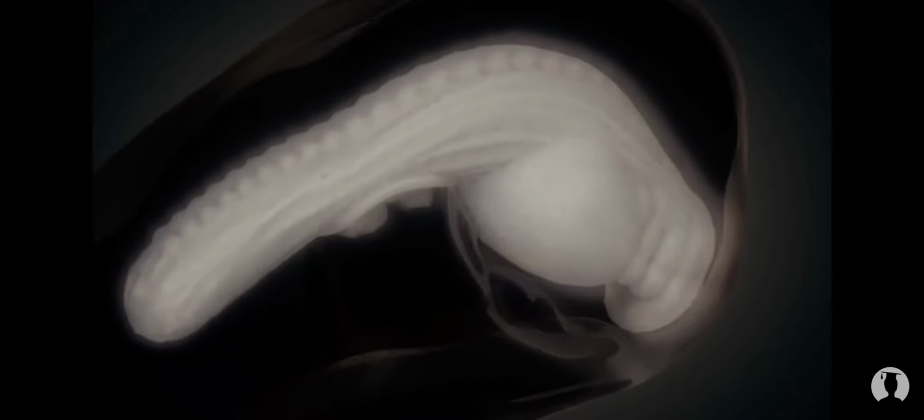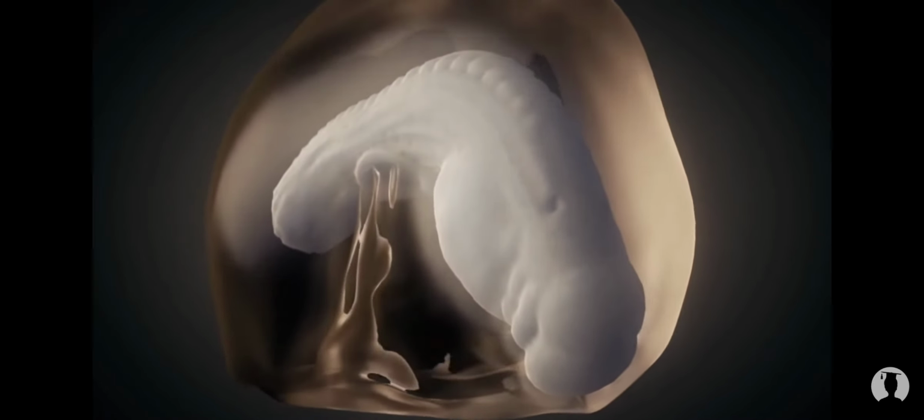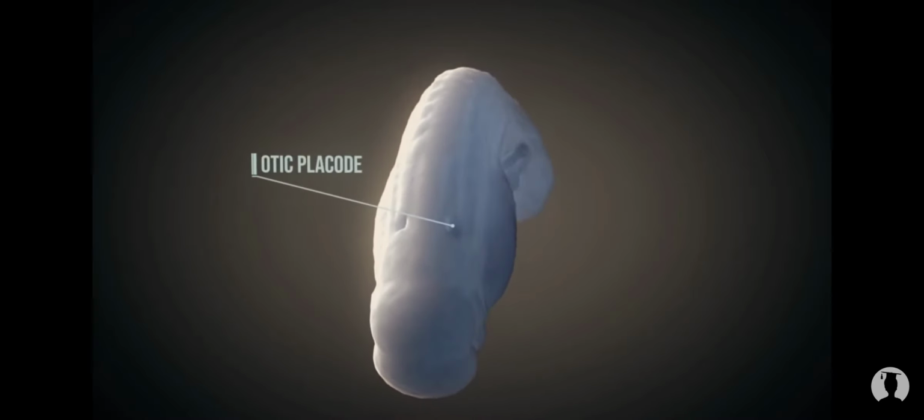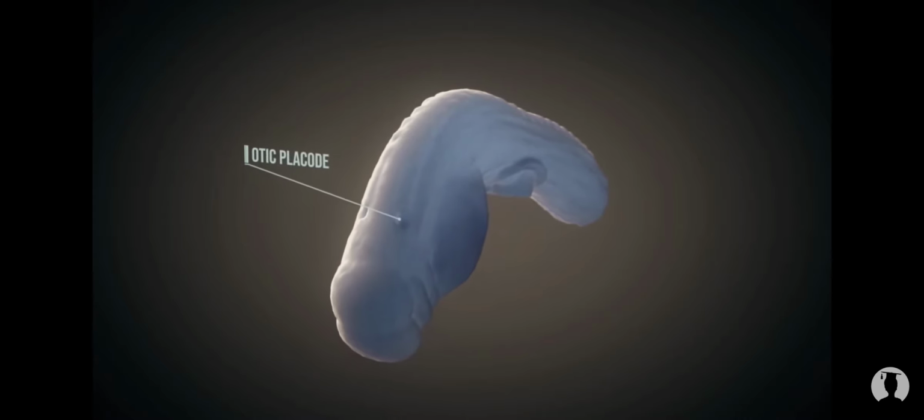In the fourth week of development, this process is almost complete. The embryo is still in the amnion, which is filled with amniotic fluid that has numerous functions. The optic placodes, which are the basis for the inner ear, can be seen, and the heart is already pumping blood through the intra-embryonic blood vessels.